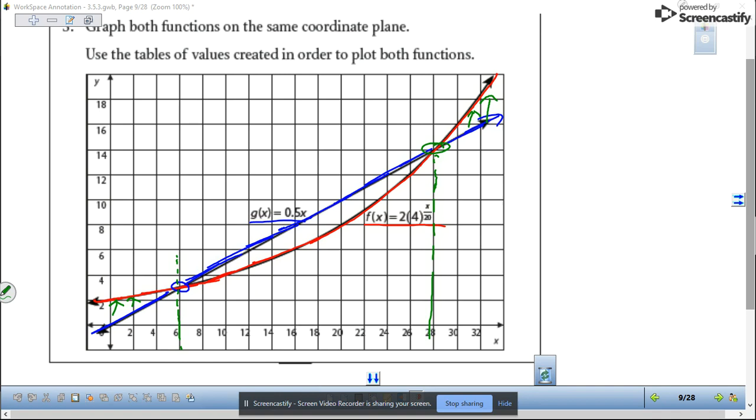For any value between 6 and 28, right, g of x is actually greater than f of x. So on that one little tiny interval, that small interval, g of x, the linear function, is actually above, it's higher. Okay? But in the end, as we keep moving to the right, eventually the exponential will exceed that linear, always. Okay?